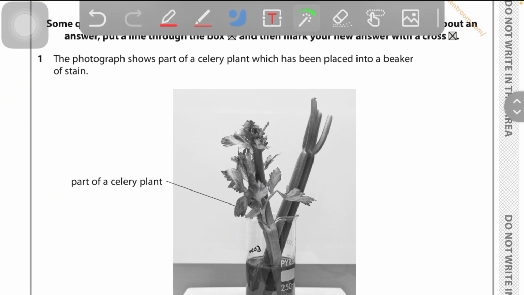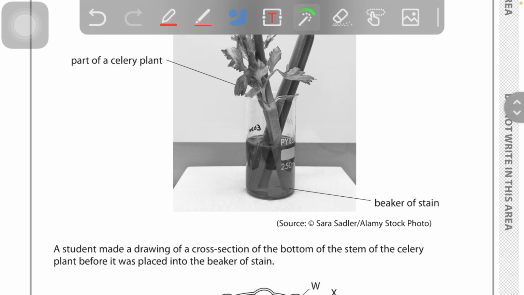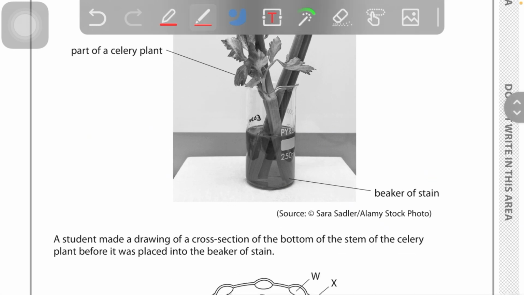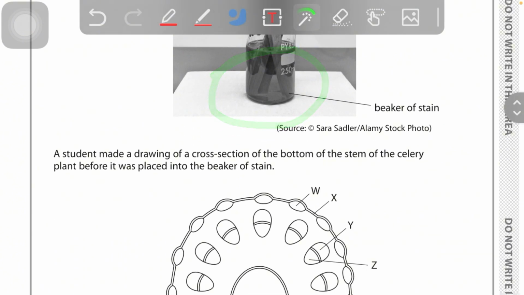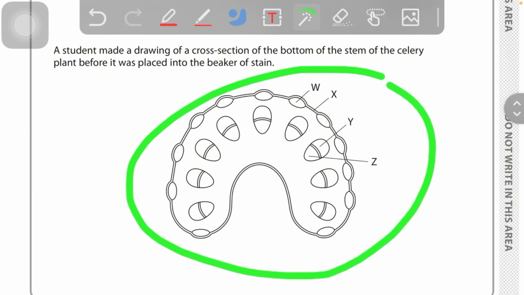Question 1. The photograph shows part of a celery plant which has been placed into a beaker of stain. It's a part of a celery plant, okay? And the beaker of stain. A student made a drawing of a cross section of the bottom of the stem of a celery plant before it was placed into the beaker of stain. So this is the picture of a cross section of a root or stem, we can say.